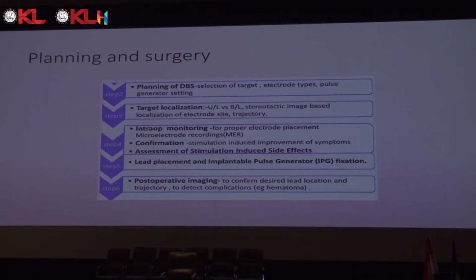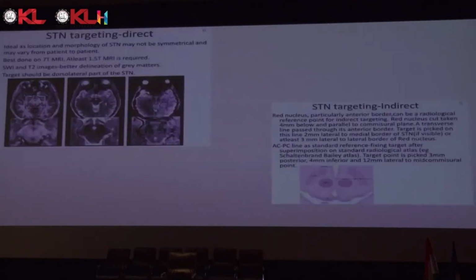Sometimes we may have a complication, but rarely, less than one percent. A frame is required. This is a CRW frame, which gives the navigation. It is called fixed rigid navigation. We use this for the targeting.